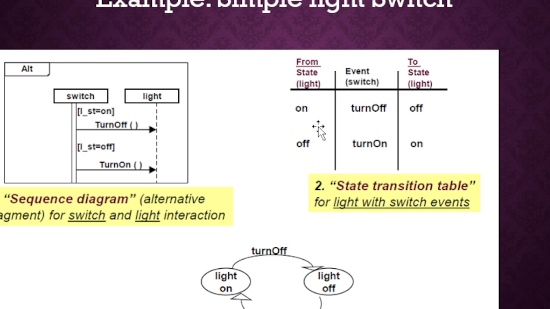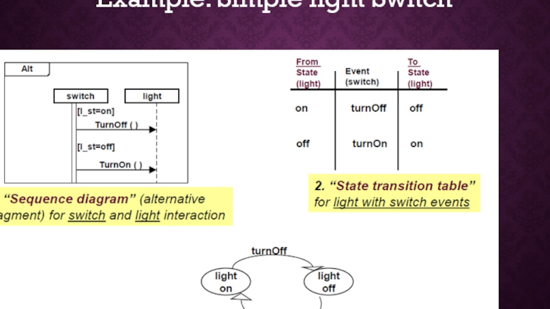So from the state light on, the event is turn off, and we reach the off state. From here we start with the off, turn on event, and similarly we reach the on state. So here we can build the state transition table. Obviously, if you have more states, more transitions or different events, that table will be complex.